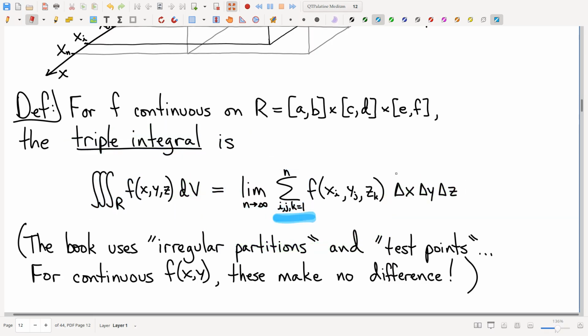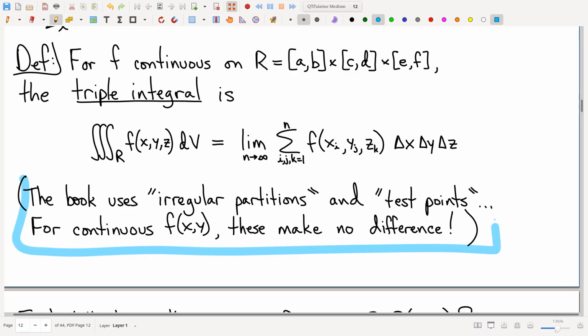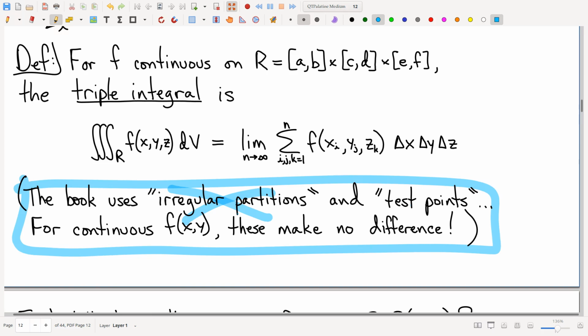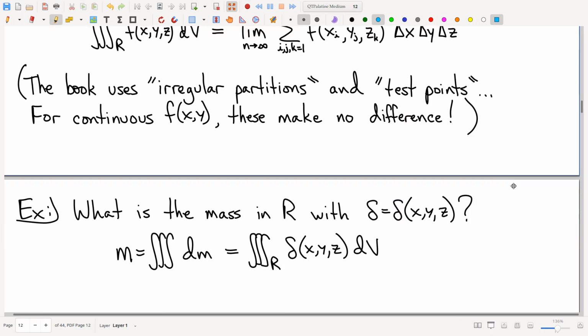Okay, examples to follow, but does anyone have any questions so far? Everybody buying it? All right. Same disclaimers I gave before. Y'all don't need to worry about irregular partitions and test points. We're going to consider the integrands continuous. None of that makes any difference. Certainly not computationally, so not our problem. Okay. But again, beautiful math.